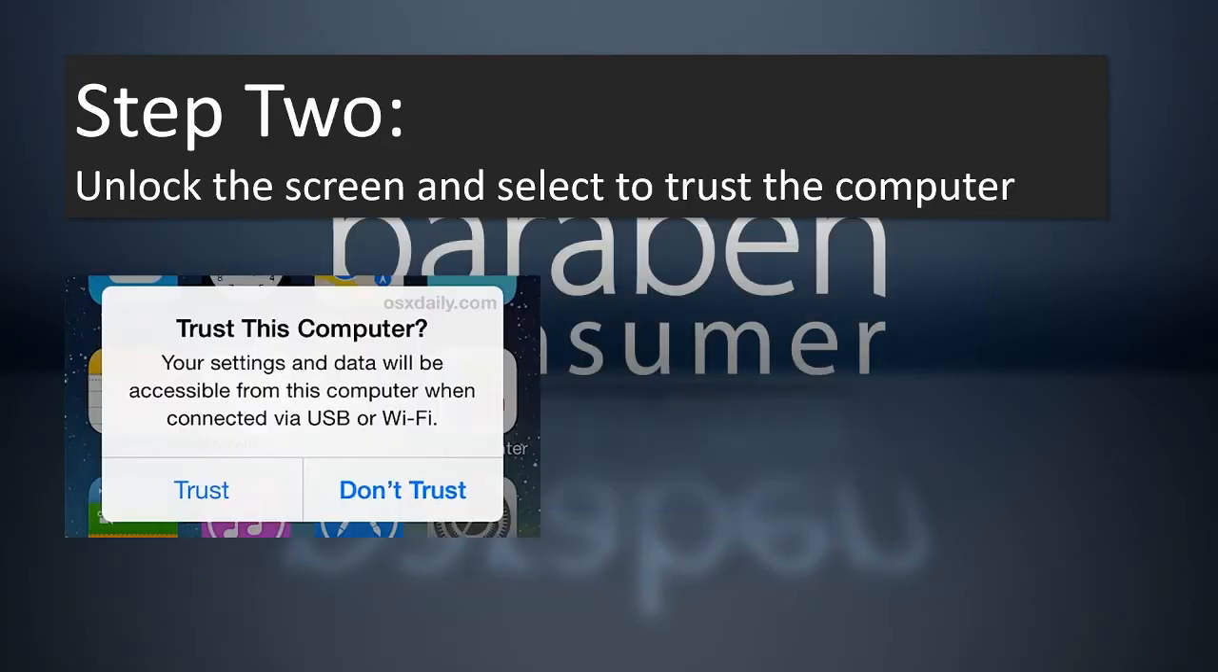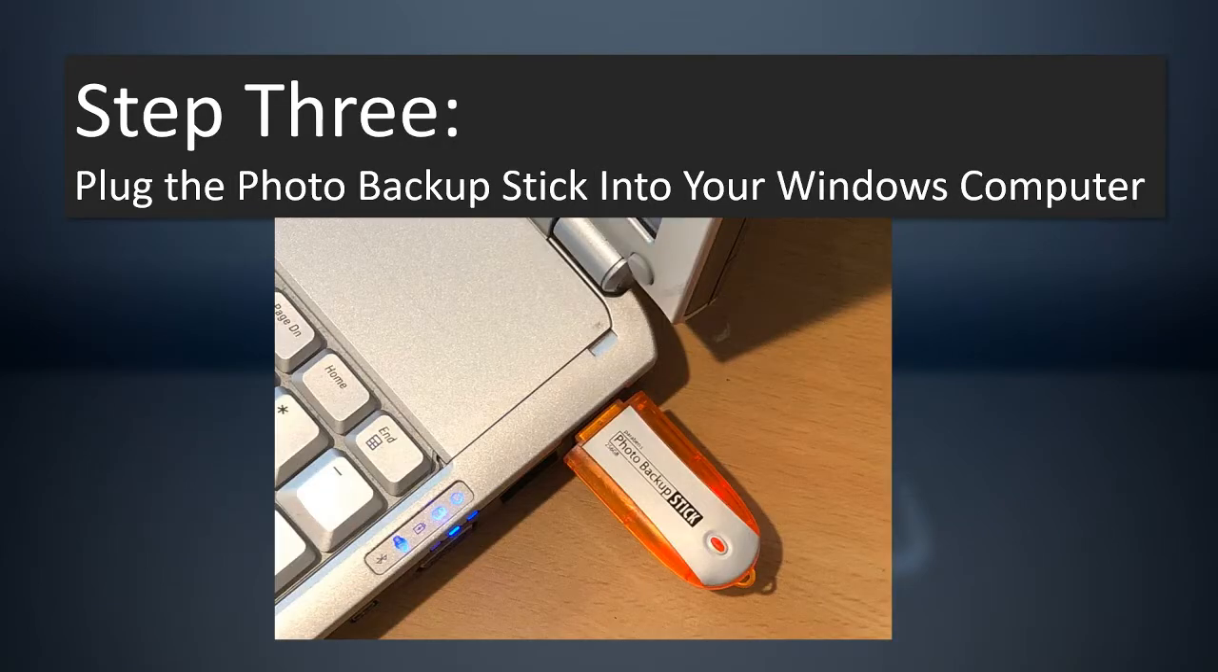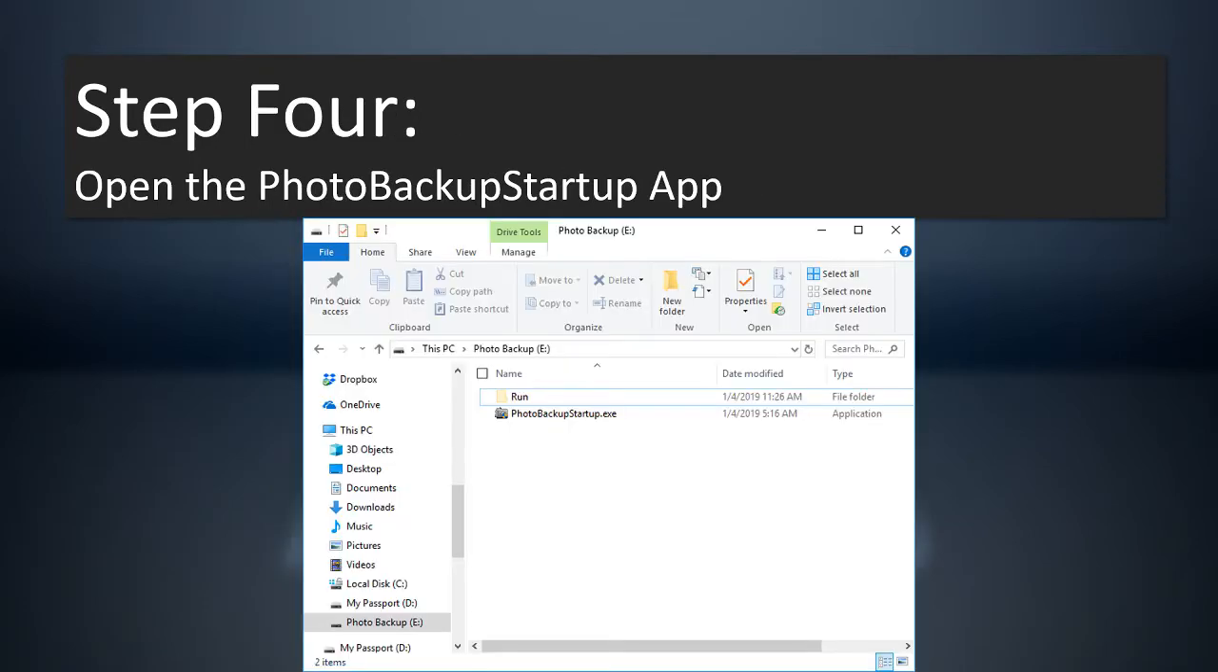And then you're going to go to your device's screen and you're going to hit trust on the message that says trust this computer. If you don't, then you won't have access to the device to be able to back up the data. Next, you're going to plug the photo backup stick into a USB port on your computer. And when you do that, it should pop up with the drive containing the photo backup stick.